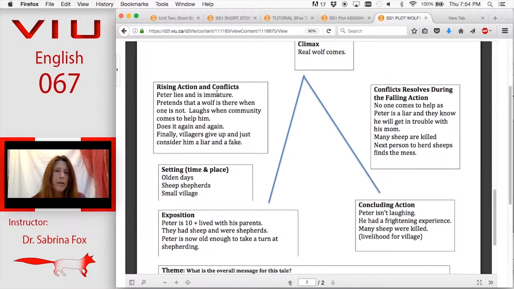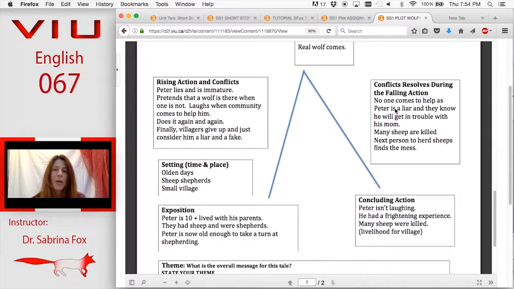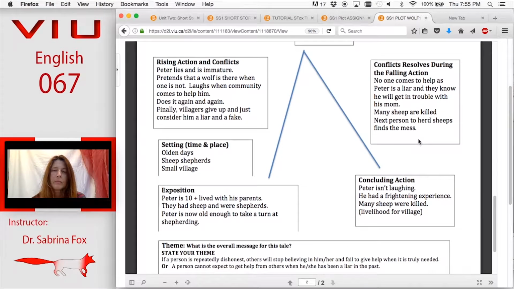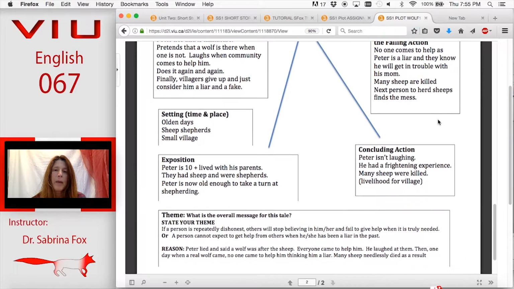And then what happens? Rising action and conflicts. Well, Peter lies and he's immature. He goes out to be a shepherd and he pretends there's a wolf there. The whole community comes running to help and protect him, and he just laughs at them. And he does this again and again. Over time, nobody believes him anymore and nobody goes. And then guess what? A real wolf comes and he calls for help and no one comes. No one comes to help him because he's a liar and they know he's a liar. And the next person who's going to herd the sheep will find the mess.